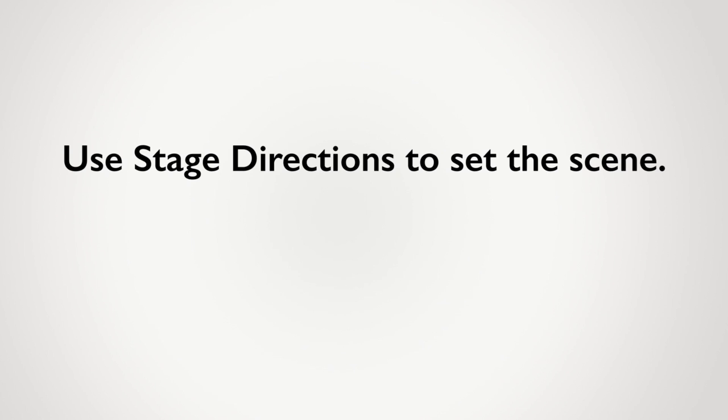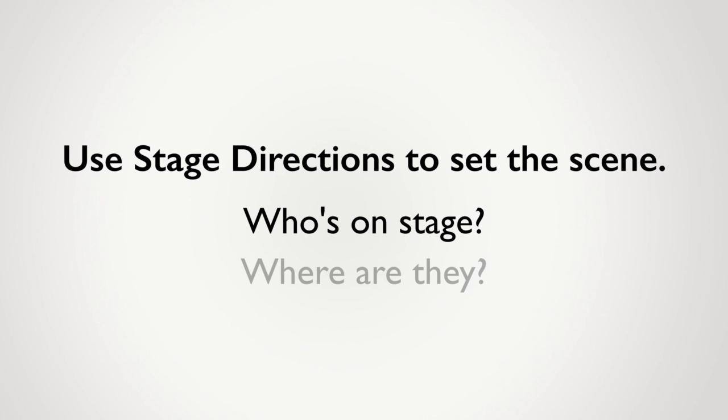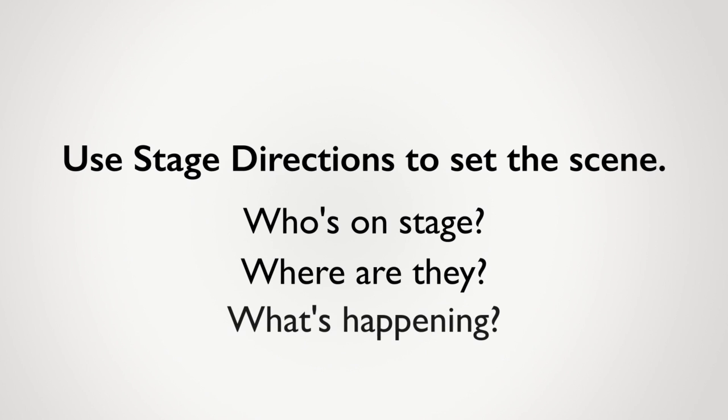Now, within the script itself, use the stage directions to set the scene. Paint a simple picture for the director. Who is on stage? Where are they in this part of the story? What is happening? Things like lights, sound effects, set pieces, movement, even silence can help set the tone of your play.